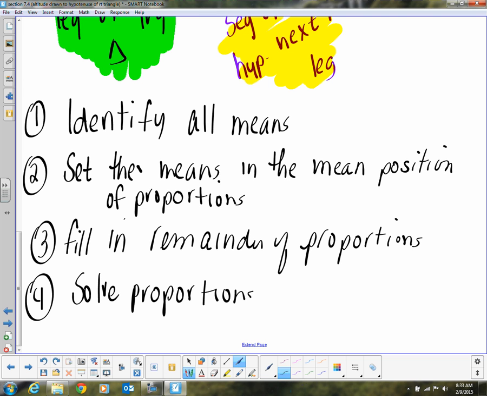Hold on. I'm not finished. It's all going to come together in about 60 seconds. So we identify all means. We set the means in the mean position. We fill in the remainder of the proportions. And that's step 3. Identifying the means is part of all that writing above. Filling in the remainder of the proportion is part of all that writing above.